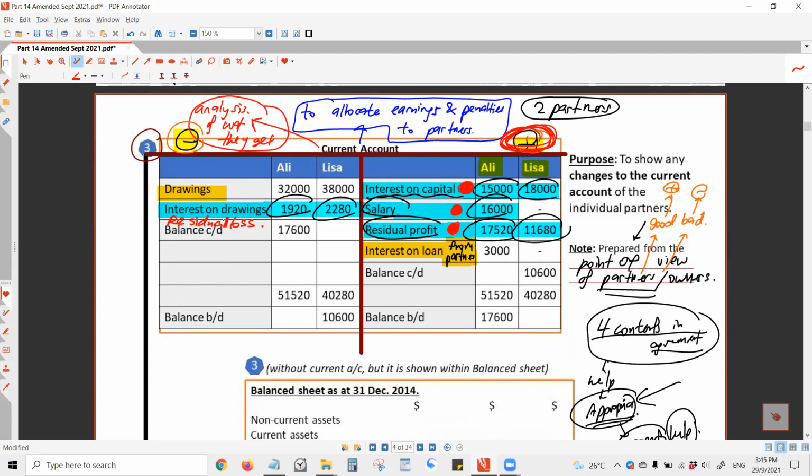Okay, yeah, makes sense, on the other side. Okay, last one is something that you will seldom see in the exam question, but sometimes once in a while you will have it. It is interest on loan from partners.